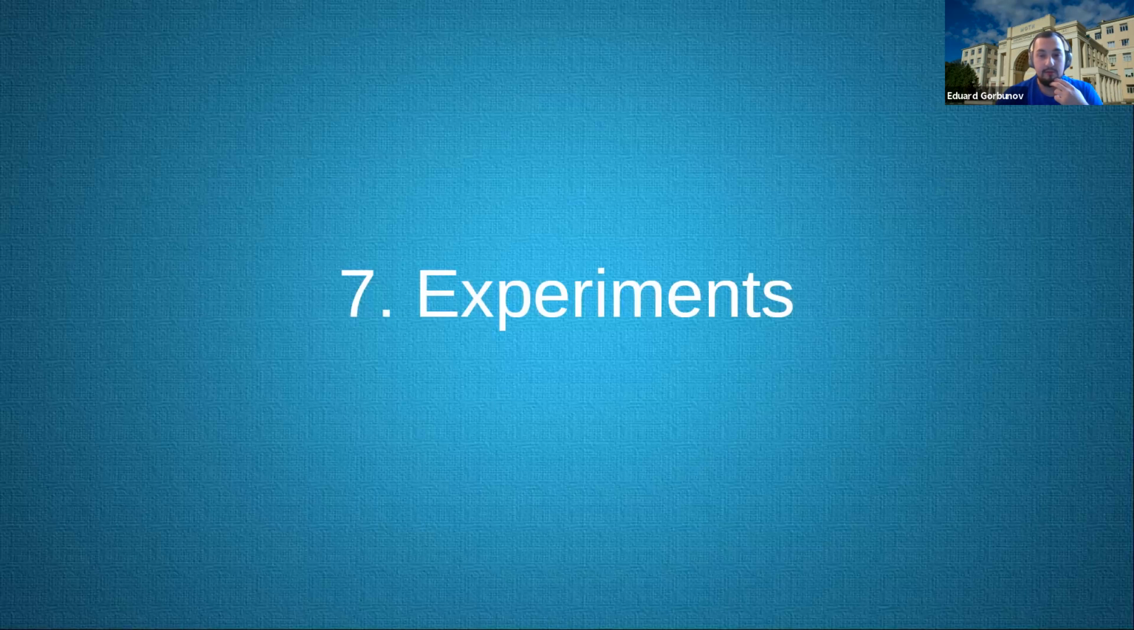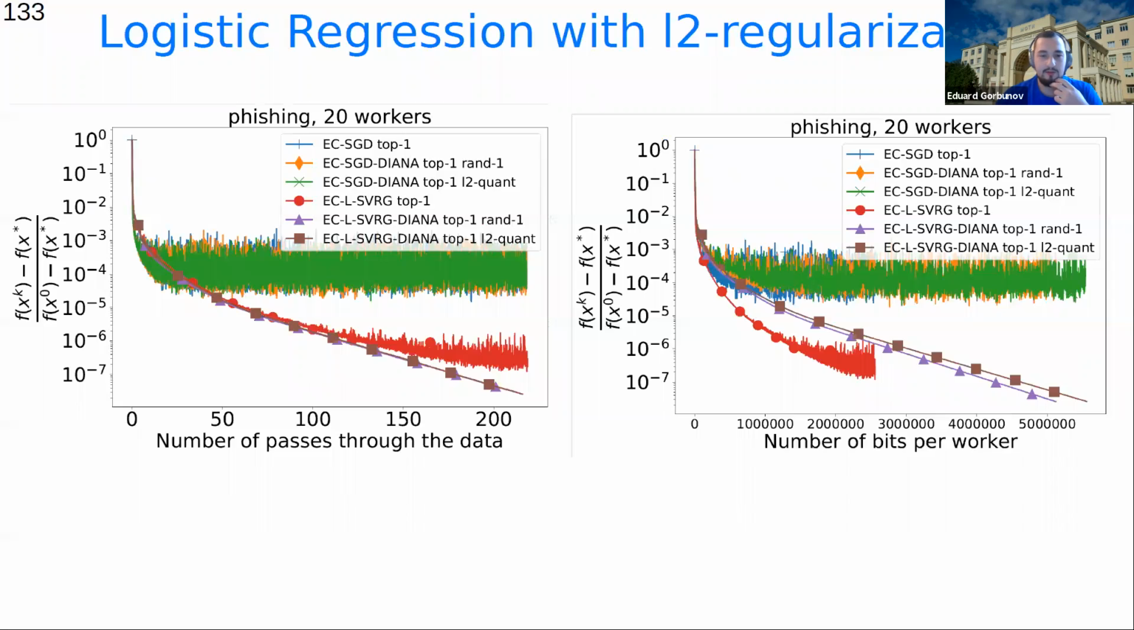Okay, and here are some experiments. So it's again logistic regression with L2 regularization, and as we can see, for example, error-compensated loopless SVRG without DIANA trick does only a partial variance reduction.